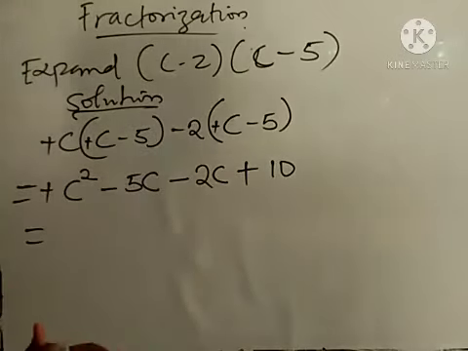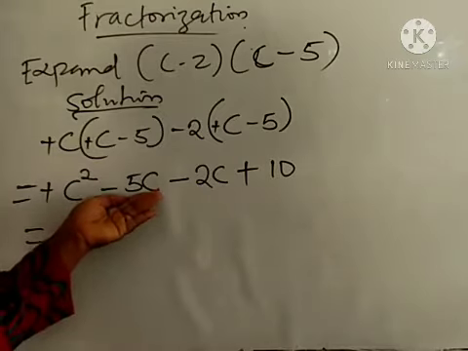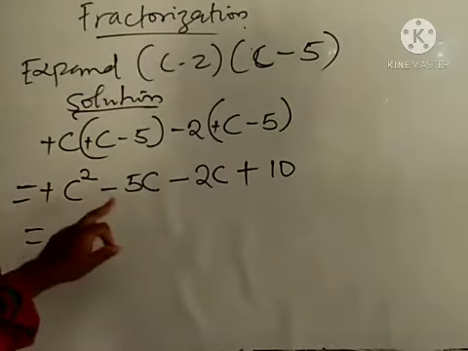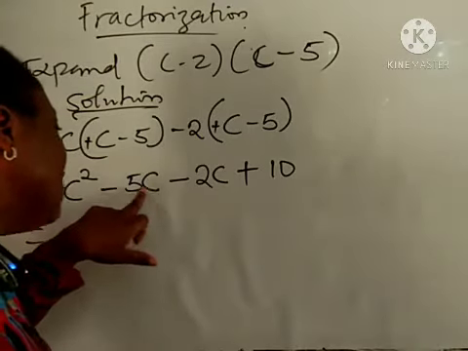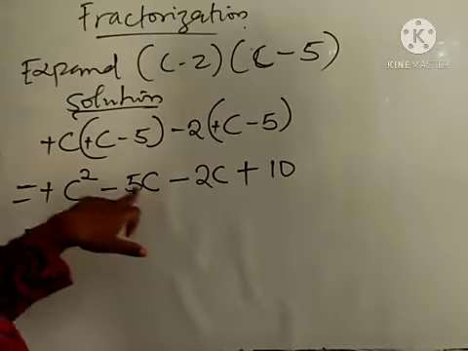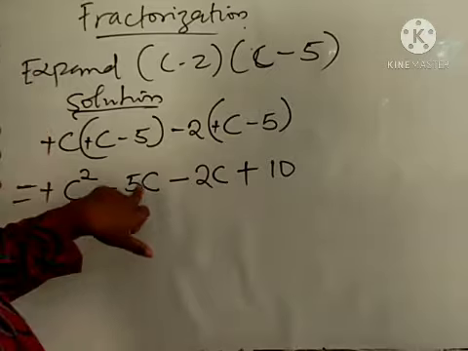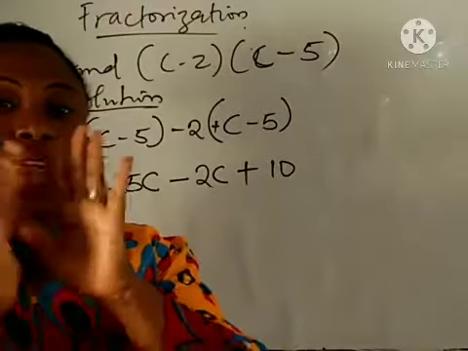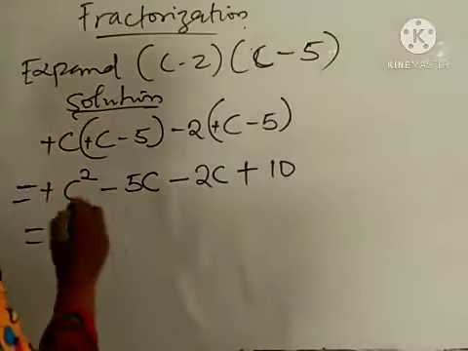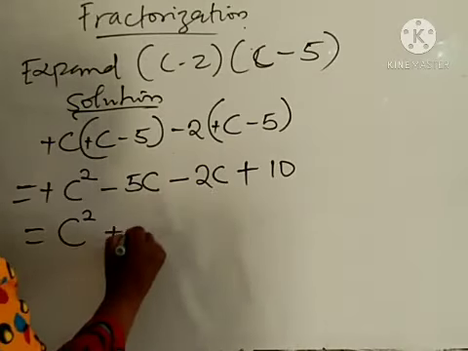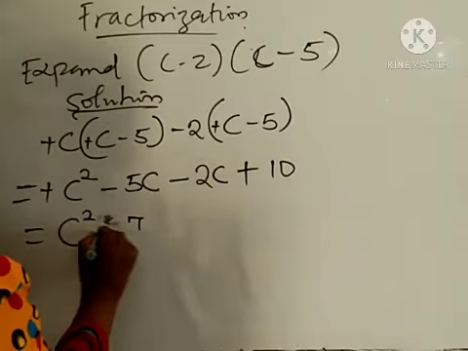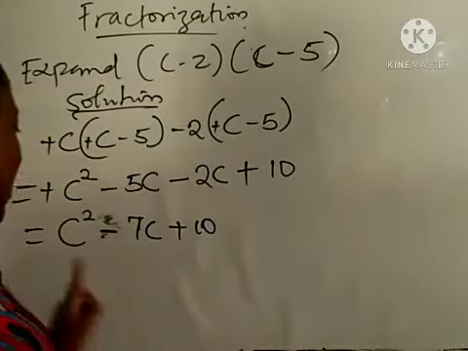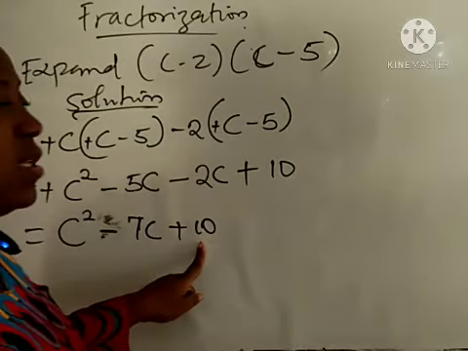To get this, I've told you before, whenever you have a number that has a negative in front of it, we always assume that it is a debt. Now, I'm owing somebody 5c, let's say c represents carrot. I'm owing somebody 5 carrots. I'm owing another person 2 carrots. How many carrots am I owing altogether? That means I'm going to give out 7 carrots. So this will give me c squared, plus minus is a debt, minus 7c plus 10. c squared minus 7c plus 10.